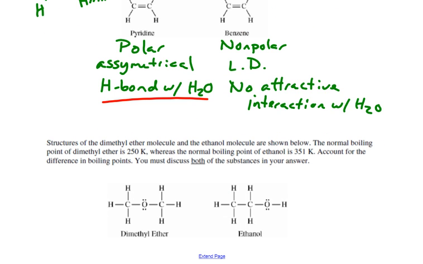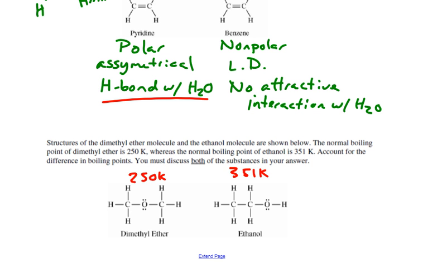It says structures of dimethyl ether molecule and the ethanol molecule are shown below. The normal boiling point of dimethyl ether is 250, whereas the normal boiling point of ethanol is 351. Account for the difference in boiling points. You must discuss both in your answer.